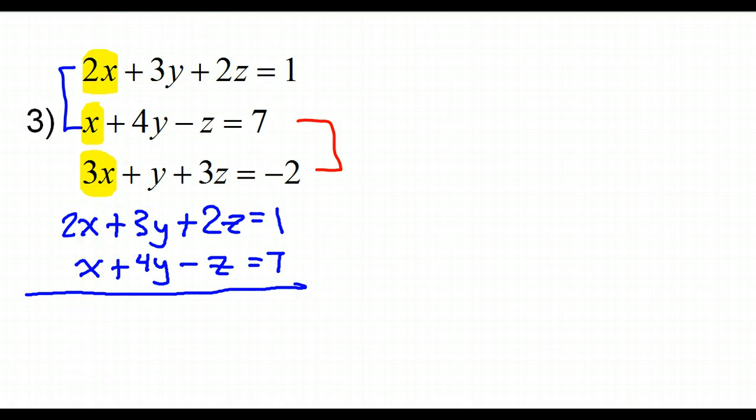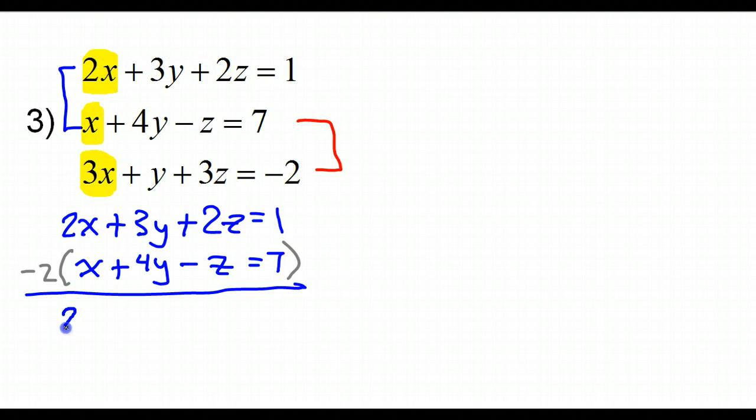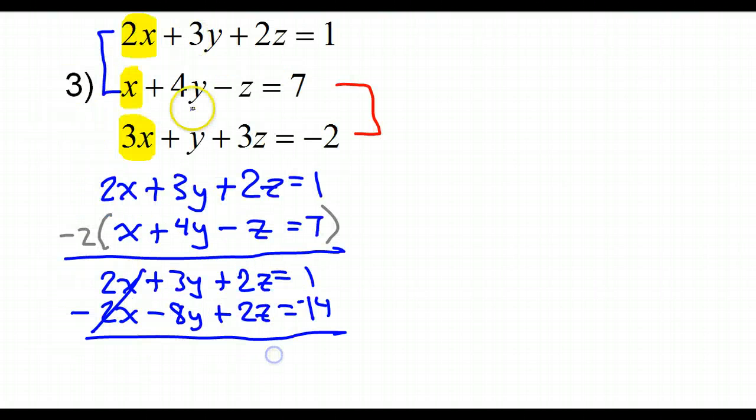Like I said, I need to eliminate the x's. That's what I chose. So I'm going to multiply by negative 2 to make them opposites here. The top equation stays the same, so I'm going to have 2x plus 3y plus 2z is equal to 1. But the bottom equation is going to become negative 2x minus 8y plus 2z is equal to negative 14.